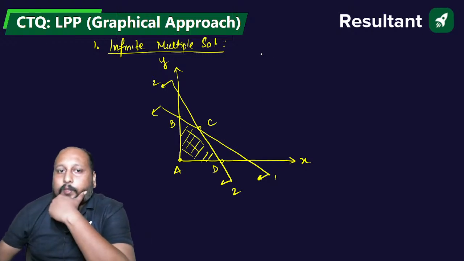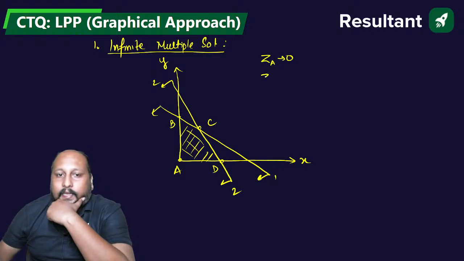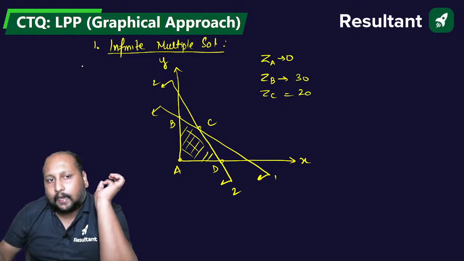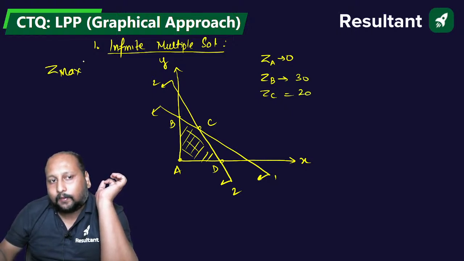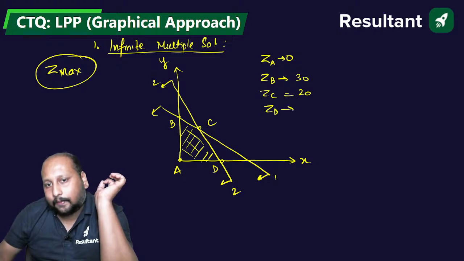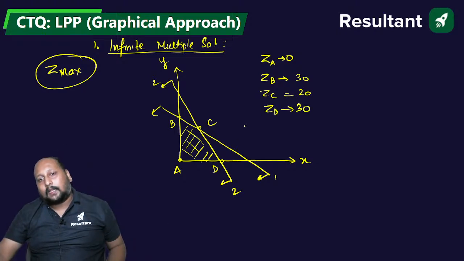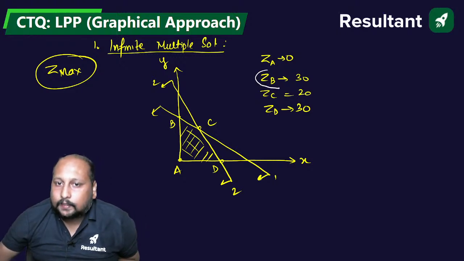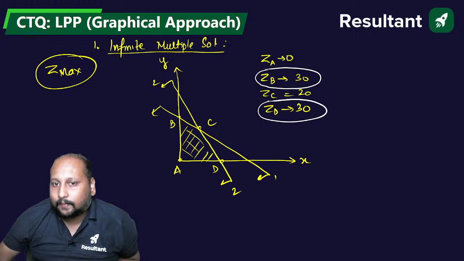Now let us suppose you calculated ZA value, that will be 0 kyunki origin hai. Maine ZB value nikala, let's say you are getting 30, ZC nikala, that is equal to 20, and we are calculating the maximum value, and again ZD, it is coming out to be 30. Now it is being seen that the maximum value I am getting at two different points, hai na, maximum value, maximization problem hai.